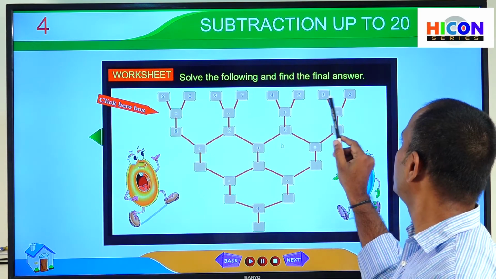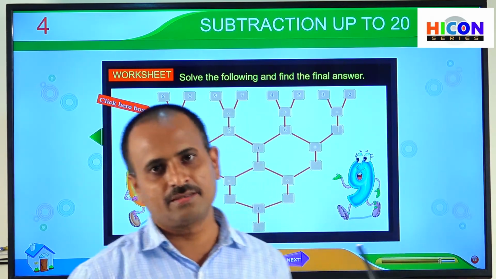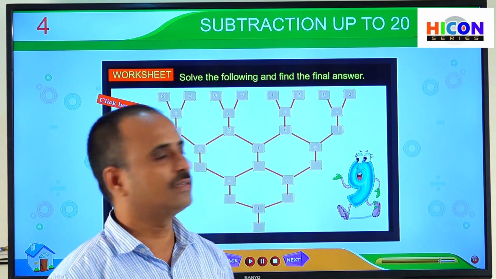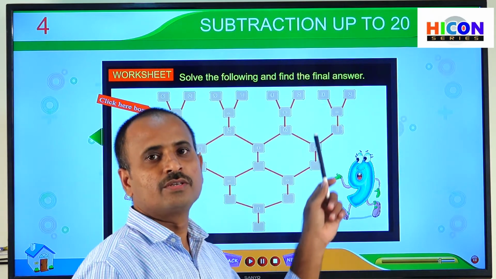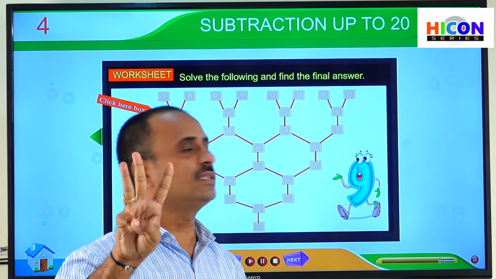The first number is 3 and the second number is 2, and they have given a symbol minus. Minus means subtraction. So what is the first number? 3. So open 3 fingers of your hand. 1, 2, 3. So these are the 3 fingers.